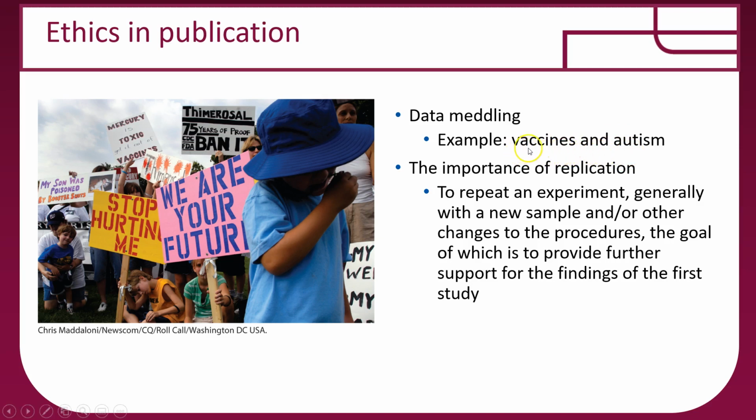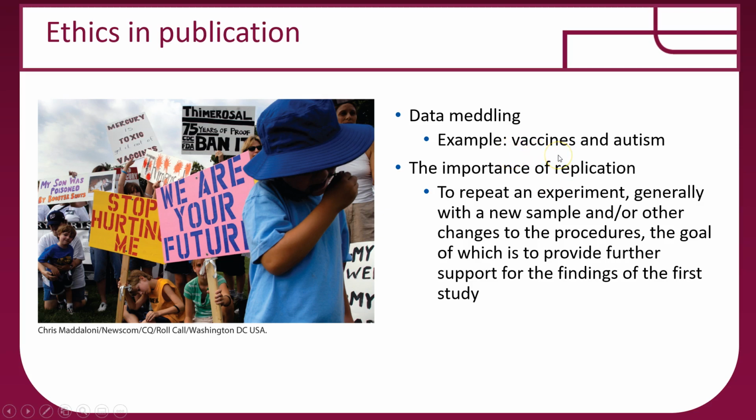And it turns out that that first study, the data was meddled with, that it was really just, the data was changed. And in fact, that article has been pulled out of the journal. It's no longer available. It's been retracted. And there is no evidence to show a relationship between vaccines and autism, yet that legacy goes on. There are still people who believe that.